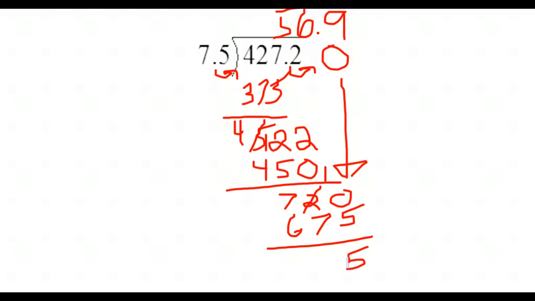Now 11 minus 7 is 4. 450, we know that 75 times 6 is 450, so the answer we have here is 56 and 96 hundredths. So remember, when you move the decimal point in the divisor, you have to move it in both numbers by the same number of places.